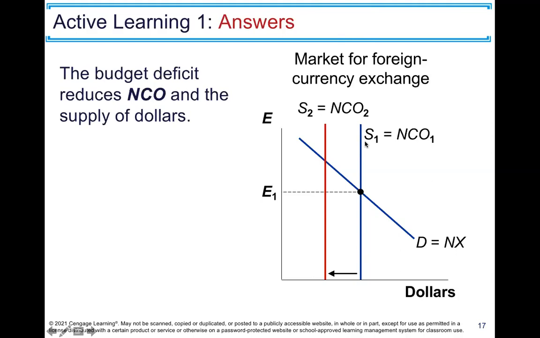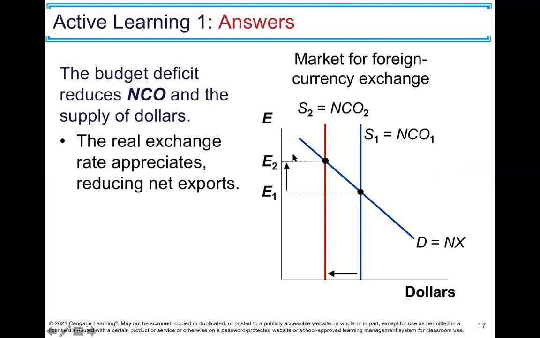Okay, so if we have a decrease in NCO, don't forget, what is NCO? It's going to be the supply of dollars. The supply of dollars has decreased in the foreign exchange market, and that's because of the budget deficit that we looked at. Now what we're going to see is that the exchange rate appreciates. The exchange rate increases, and that reduces net exports. Look at where net exports is. Net exports used to be over here because, let's not forget, NX equals NCO. So net exports was right here, equal to NCO. But because NCO went down, NX went down too, because NX equals NCO.